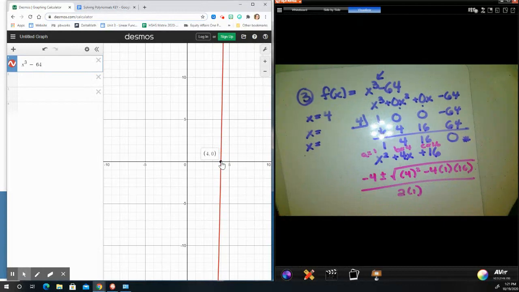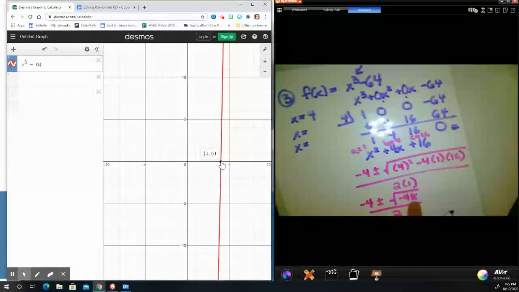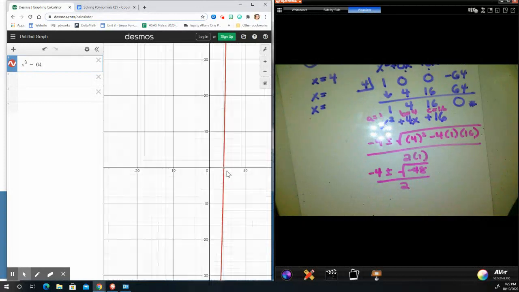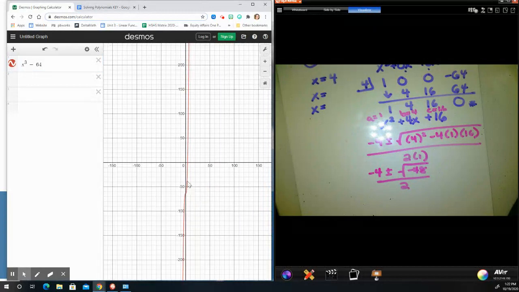So now I'm just going to simplify this. You always start with the discriminant, which is under the radical. So I get negative 4 plus or minus the square root of negative 48 over 2. Well, that negative in the square root tells me why I don't see any of the other solutions. And if I zoom out, you'll see it's not going to hit the x-axis anywhere else. The other change in direction's way down there. So that's kind of your hint that your other 2 solutions are imaginary.